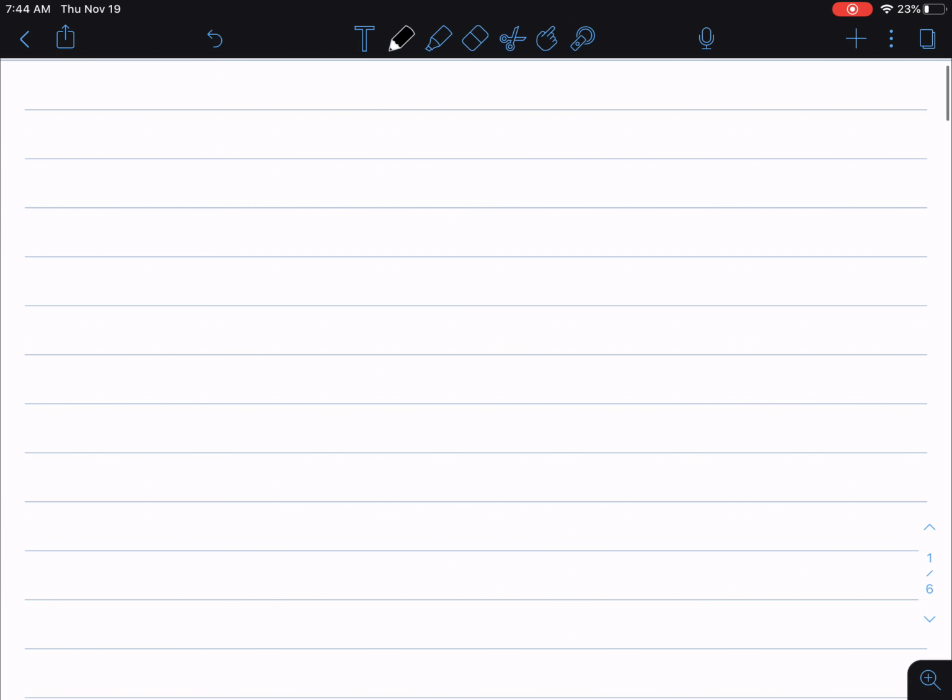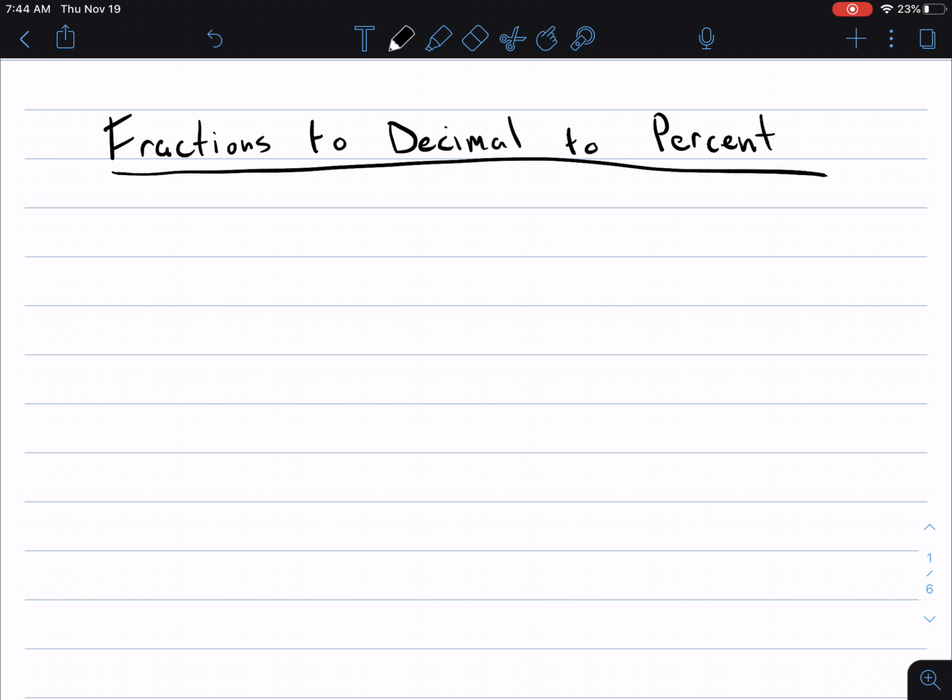Alright, today we're going to talk about fractions to decimal to percent. Fractions to decimals to percent. So let's start with fractions to decimals.